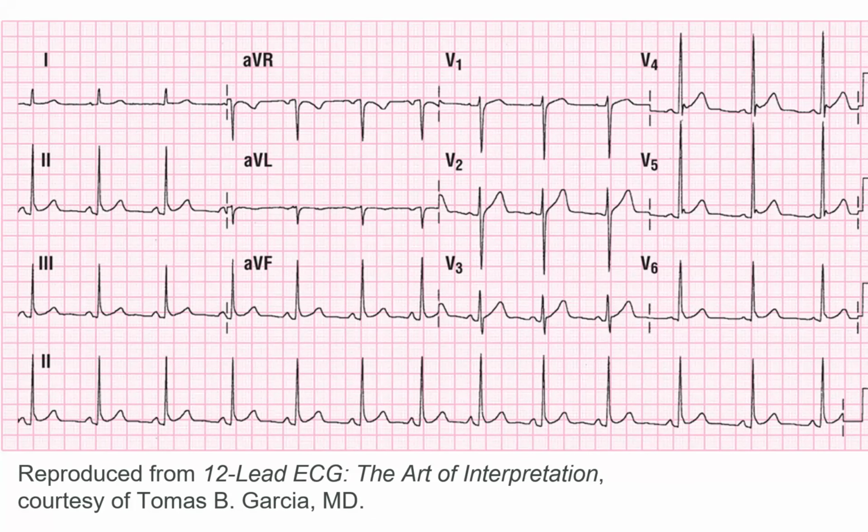We go to V1. We always go to V1 first. We look at the width of V1. We say, is it wider than 3 boxes? And the answer is no. Okay. It's not too wide. So we're not in a bundle branch block. Everybody agree? We're not in a bundle branch.